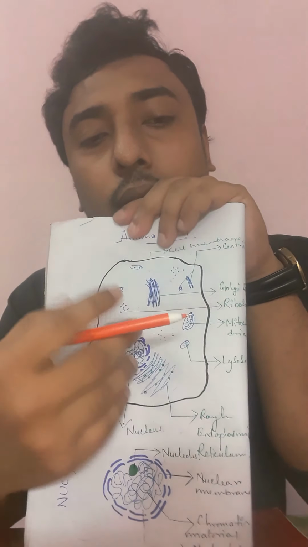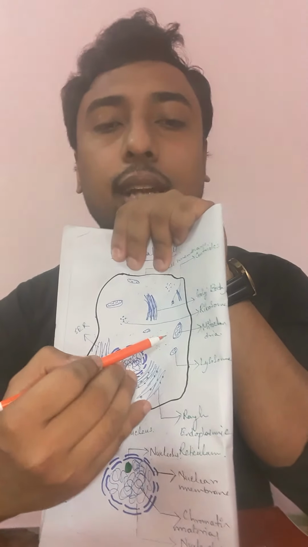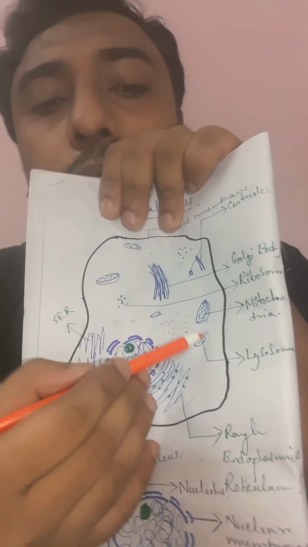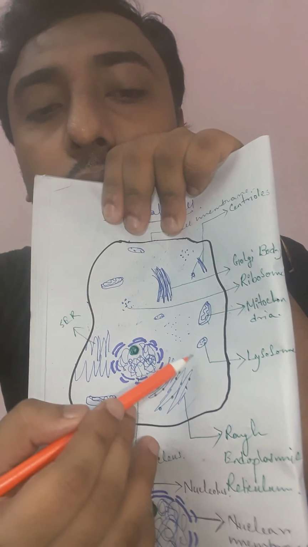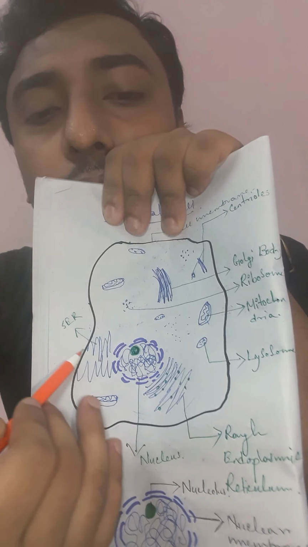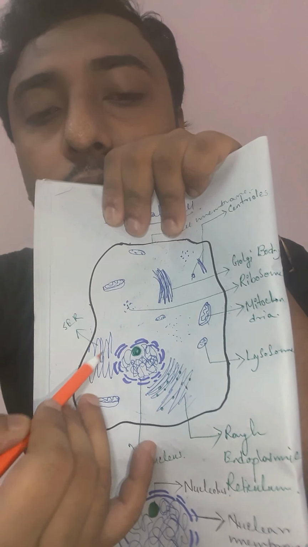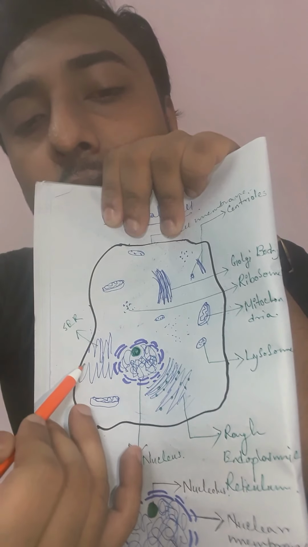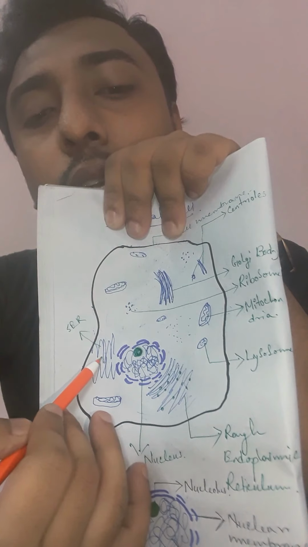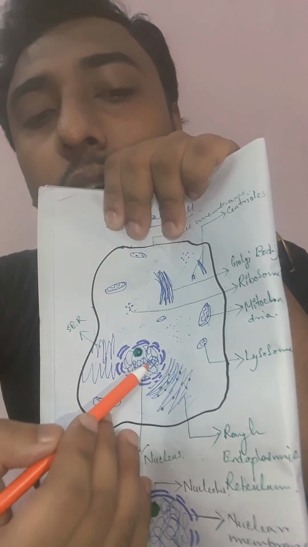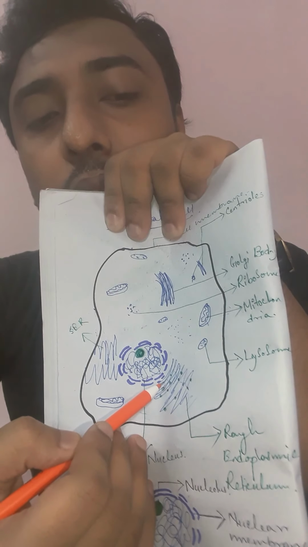Here mitochondria are present. See the structure here, that is where mitochondria are present, and there is endoplasmic reticulum. See the structure, that is endoplasmic reticulum. It is also endoplasmic reticulum, but in this endoplasmic reticulum wall, ribosomes are absent, so it is known as smooth endoplasmic reticulum, SER. And here ribosomes are present, so it is known as rough endoplasmic reticulum.